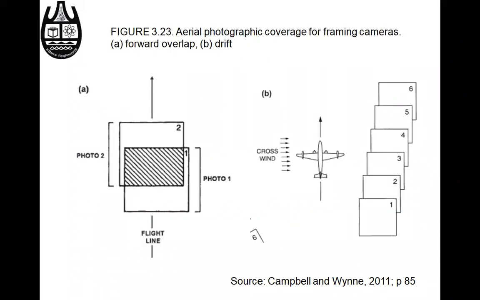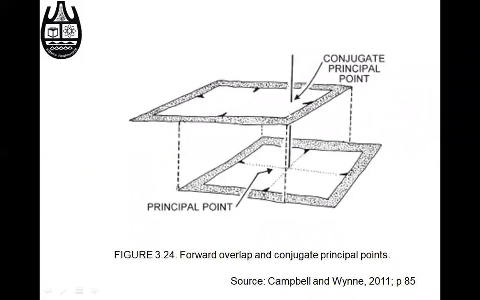Now, there is another point that we also need to know, the conjugate principal point. What does it mean? See this picture. This is one picture, this is another picture. In the lower one, you can see the middle portion. If you draw a line between the two middle portions, you can get the middle point. So this is the principal point of the first picture. Now, when the second picture goes on, the second picture is moving a little bit forward, so it is maybe 50% or 60% overlapped, and 5 to 15% side overlap. If we take the same point from the first one and the second one, these two points we call the conjugate principal point.